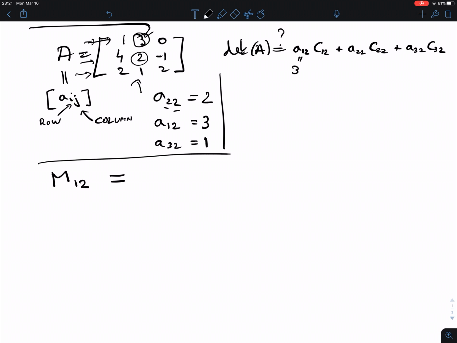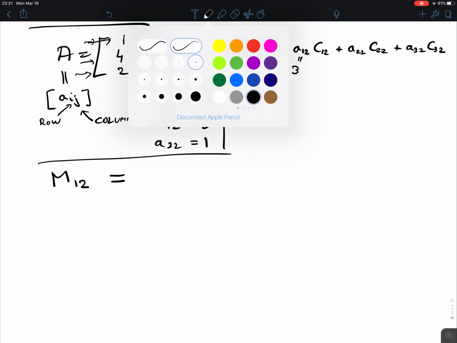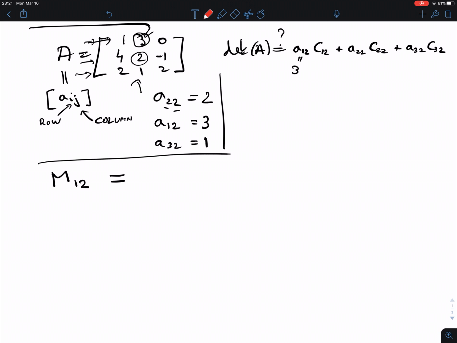But what we do now is we take the element in the first row, we scratch out the first row, and it is in the second column, so we scratch out the second column. And you see there are 4 numbers remaining, and these will be the numbers that I'm now going to use for a determinant. So the determinant of which matrix? 4 minus 1, 2, 2. That is what M12 is going to be.